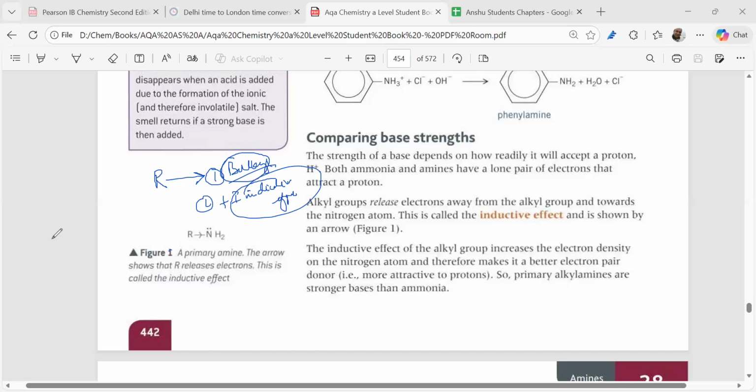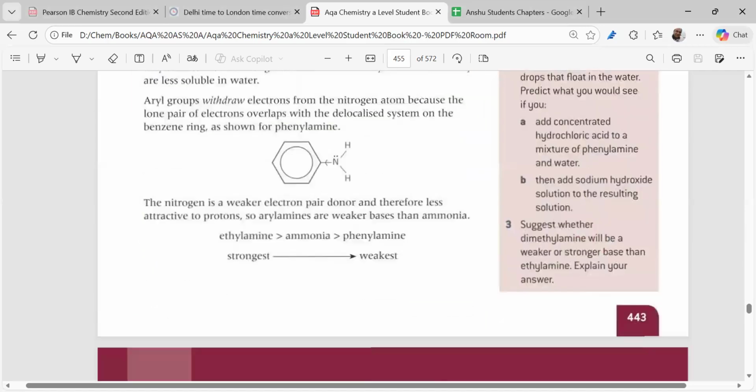So it's very simple. If you take a primary amine, only one electron pushing effect will be there. So that will be having more electron density over here. So it will be easily giving out this lone pair of electrons. Now, if you have got a secondary amine, it will be having more.